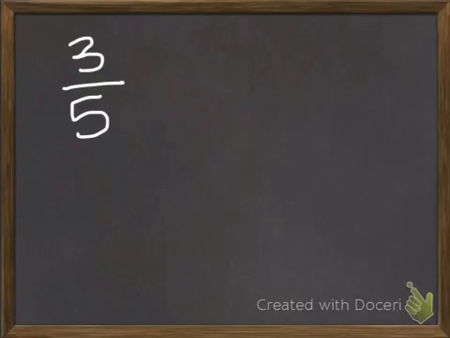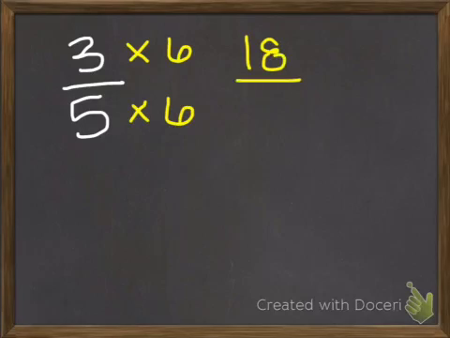Let's try another fraction, 3/5. This time I'll multiply both by 6, and I get 18/30. So basically I can use any factor that I want. As long as I use the same for the numerator and the denominator, I will end up with an equivalent fraction. Of course, when I'm multiplying, I'm going to get larger numbers.